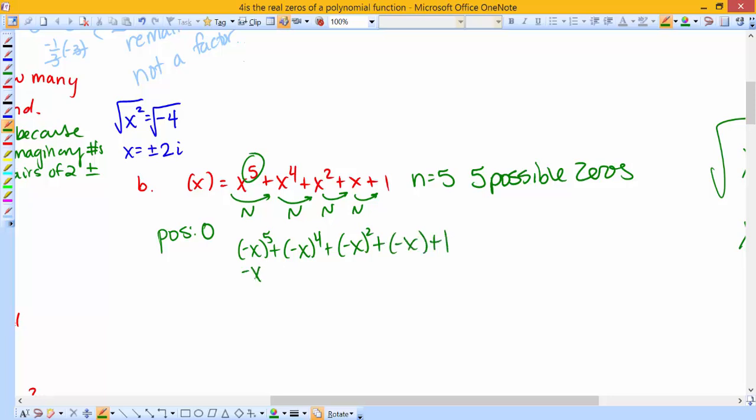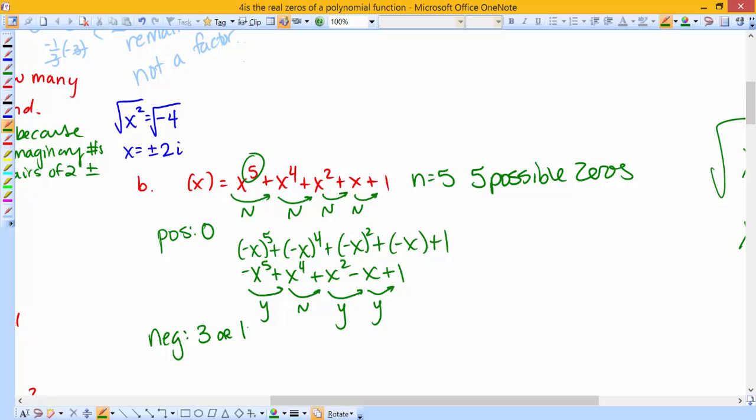So this stays negative. Because this is even, it will become positive. Even becomes positive. Odd becomes negative. And that doesn't change. So now we're checking sign changes again. Yes. No. Yes. Yes. So there are 3 yeses. So the possible negatives are 3. And then when I take 2 away, 1.